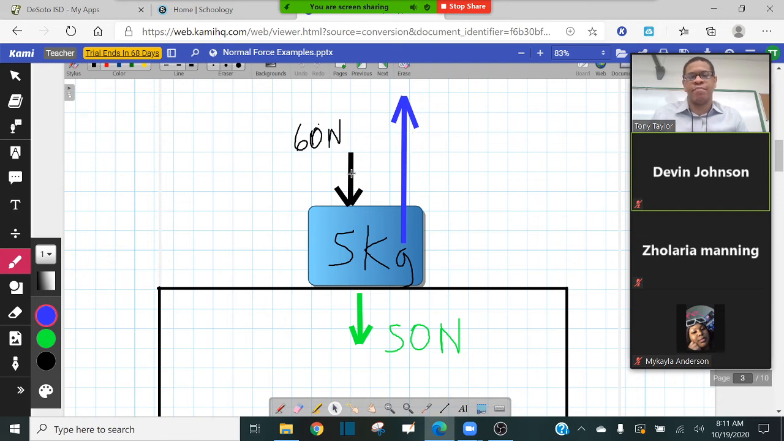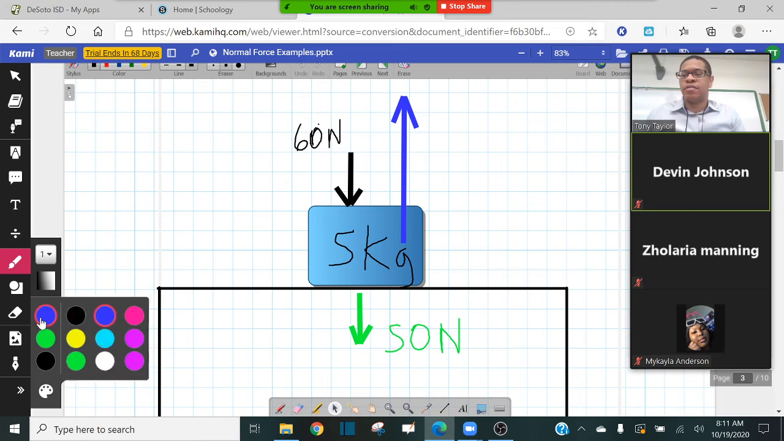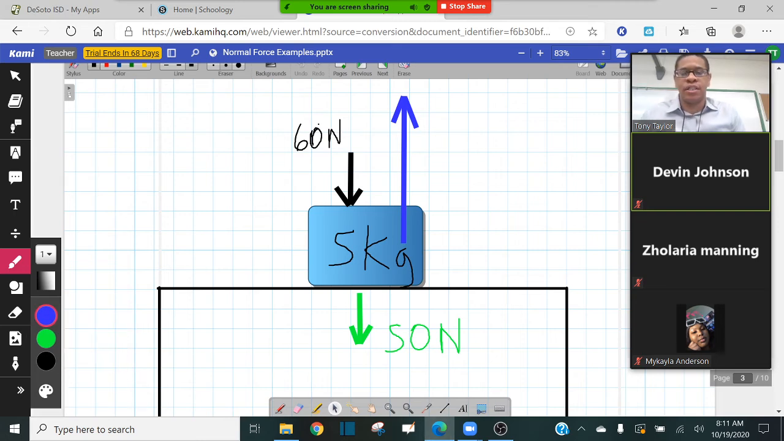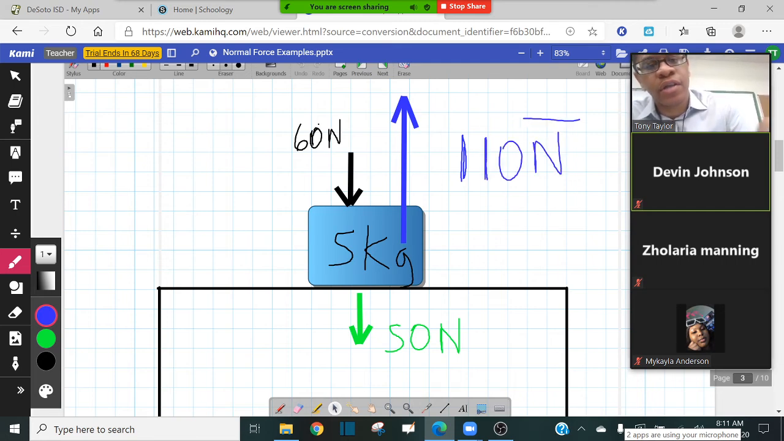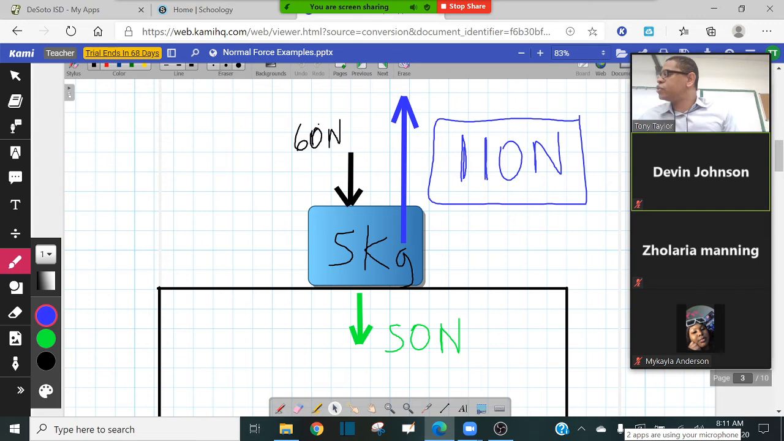Remember, your up force has to balance your two down forces. Well, our two down forces are, we have one force that is 60 newtons, and we have one force that is 50 newtons. So 60 plus 50 gives us 110. That means the magnitude of my normal force is 110 newtons. Okay? Make sense? Let's do another example.